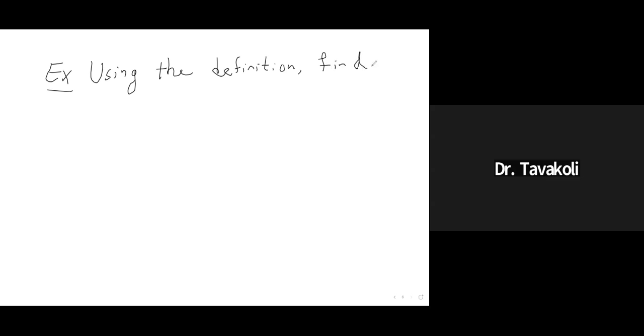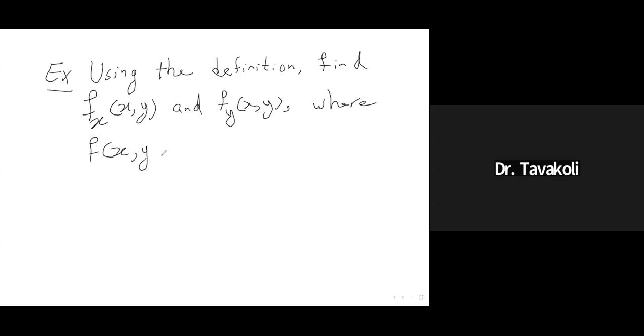Find the partial derivative with respect to x and the partial derivative with respect to y, where the given function is f of x and y equals 5x squared y. So I have a function, f of x and y is 5x squared y.